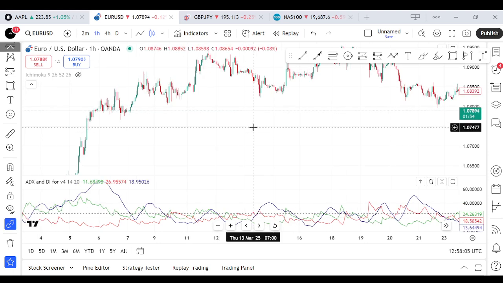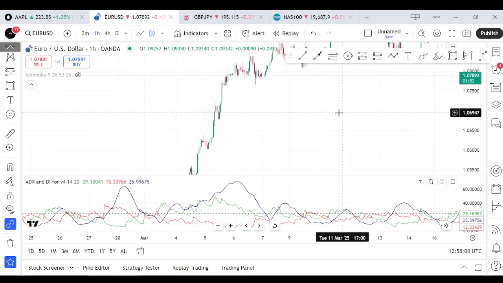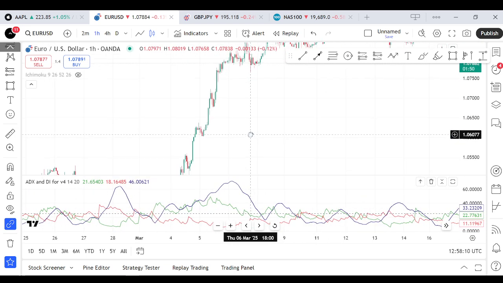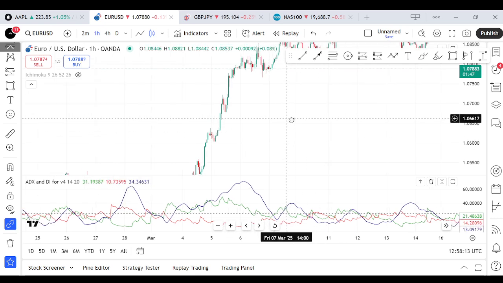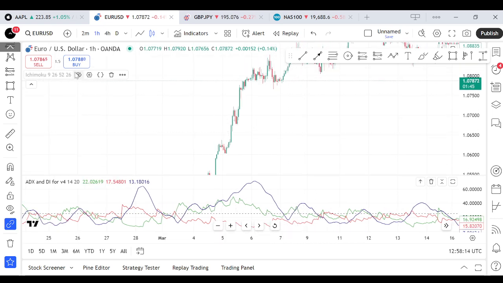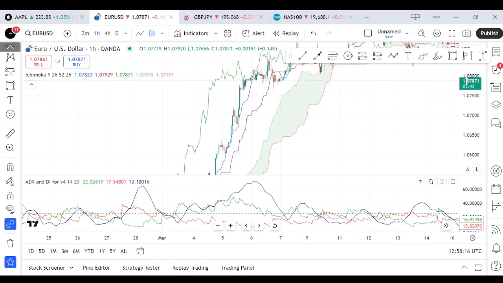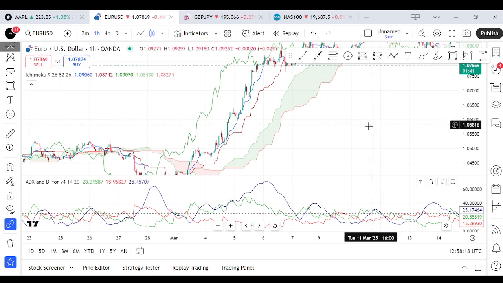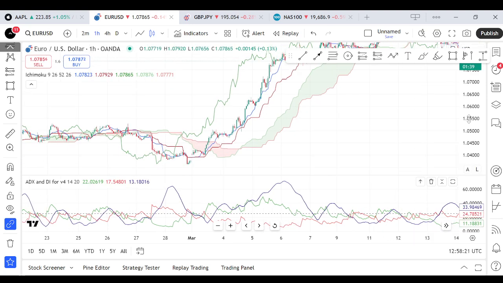How can you use these two indicators to trade in the market? So the first step is to identify the market direction with Ichimoku. So I'm going to add the Ichimoku back to the charts. So the first step is to identify the market direction with Ichimoku.